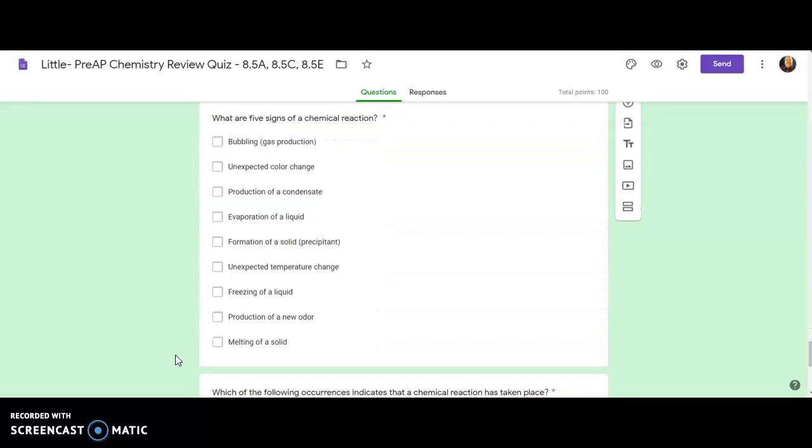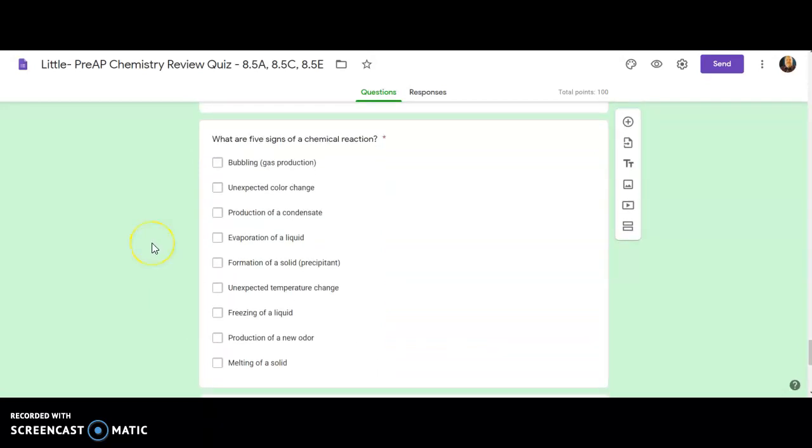Okay. What are the 5 signs of a chemical reaction? So obviously you're going to mark 5 of these out of the list here. Is it bubbling or gas production, unexpected color change, production of a condensate, evaporation of a liquid, formation of a solid or a precipitate, unexpected temperature change, freezing of a liquid, or production of a new odor, or melting of a solid?